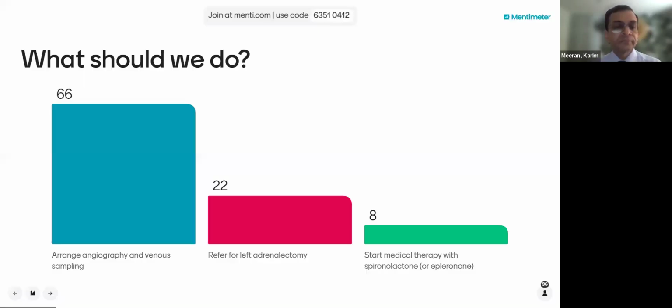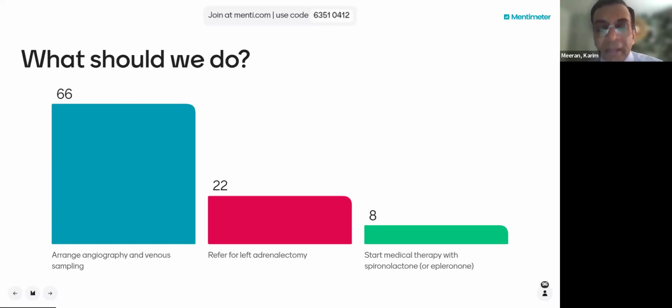Okay, most of you follow the guidelines, which say we need to prove that the right adrenal is not also making it. So just to be clear, AVS is not to say which side it's on. AVS is to say it's not bilateral. That's its purpose. It's not to say it's on the right or left, because if it's on the left, you need to know the right is suppressed. That is the real purpose of AVS. So we do AVS.